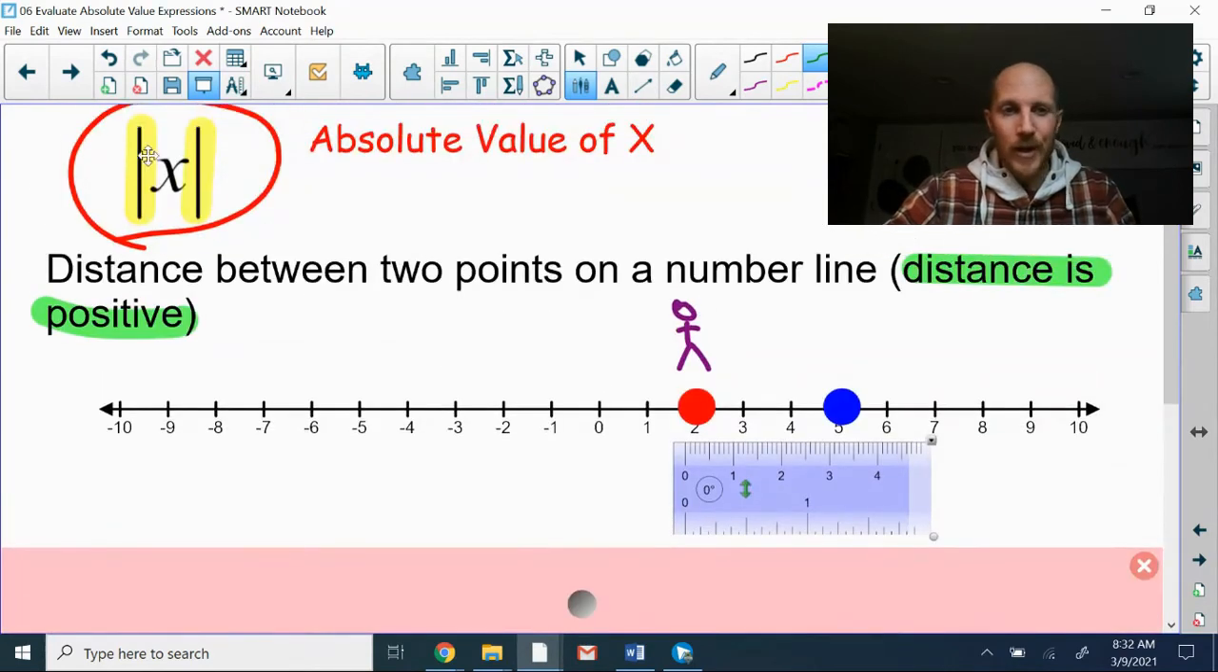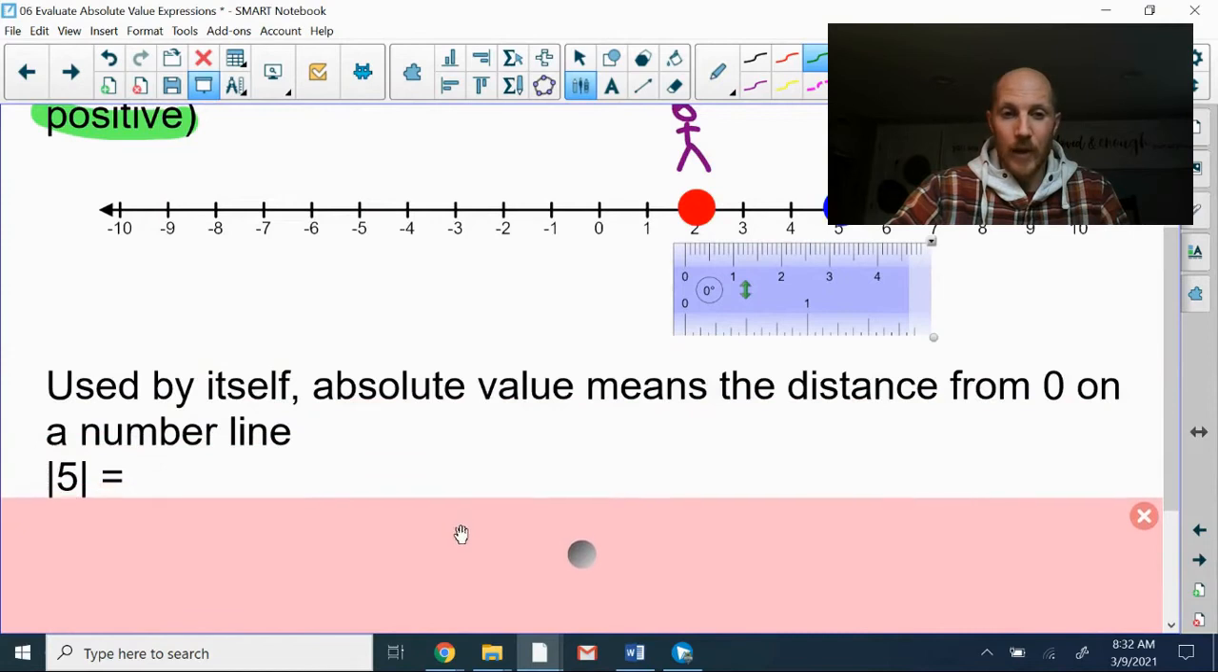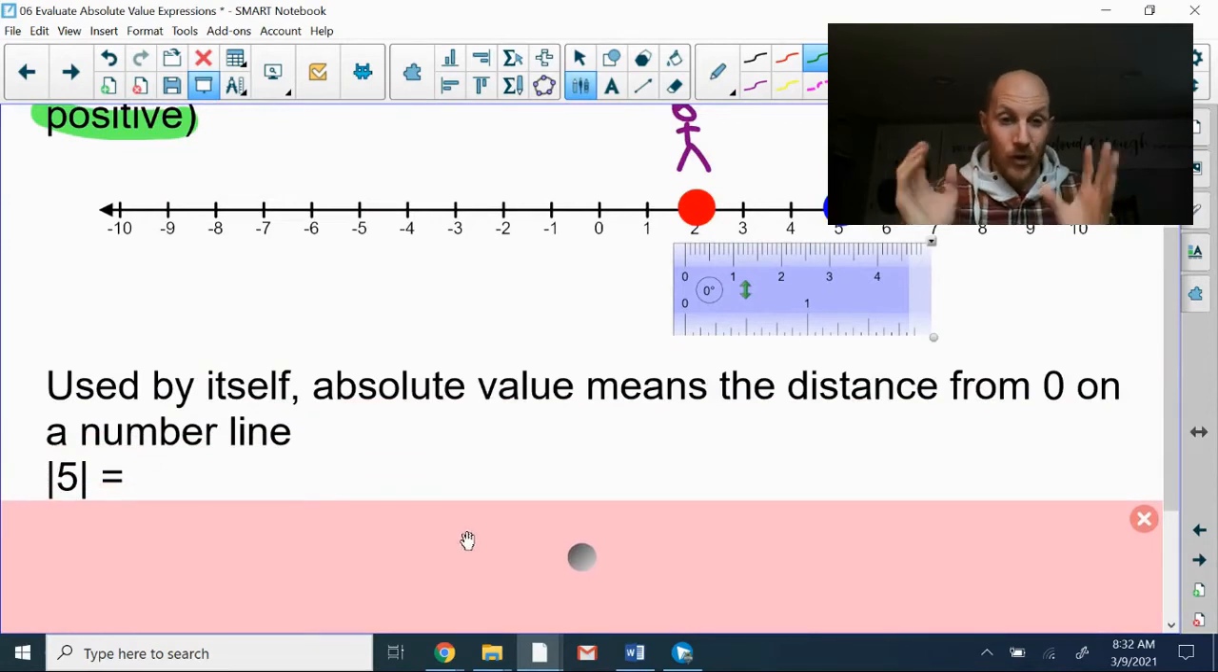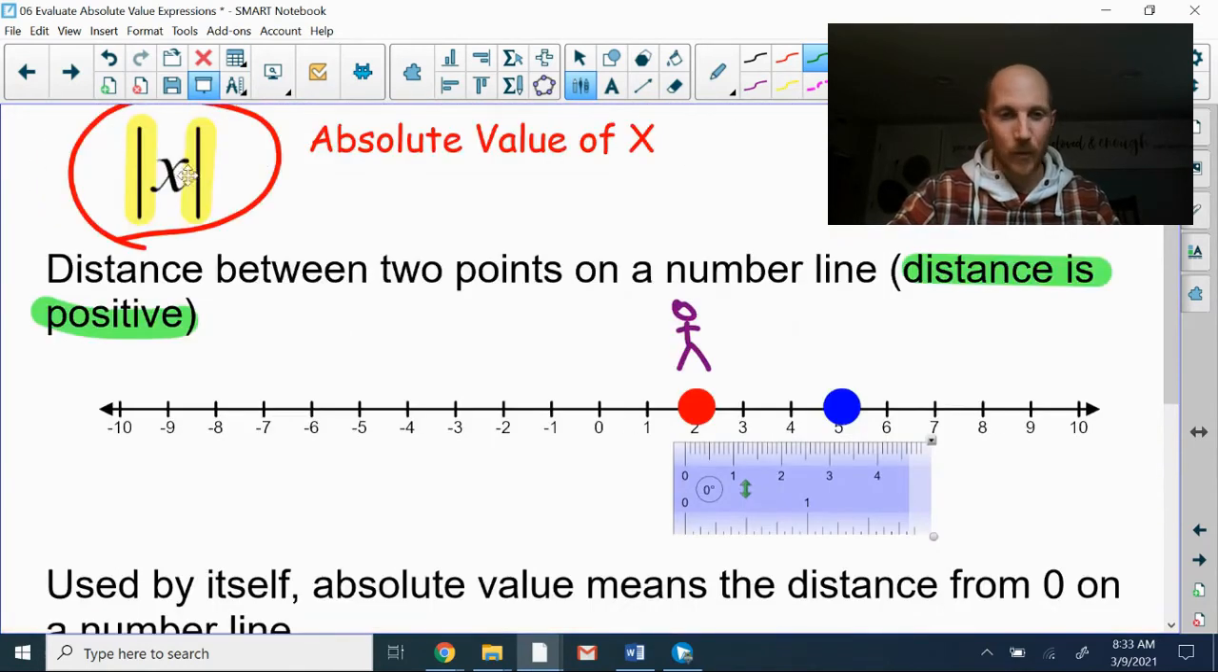Okay, but there are not 2 points in this example up here. The absolute value of x, there's just an x, right? That's not 2 points. So how do we get distance between 2 points? Well, that's going to show up a little bit later on. For what we're looking at today, just to get started, absolute value is going to be used by itself. Just a single thing inside the absolute value symbol. It might be a single number, like absolute value of 5. It could be a variable, like up here, we've got the absolute value of x.